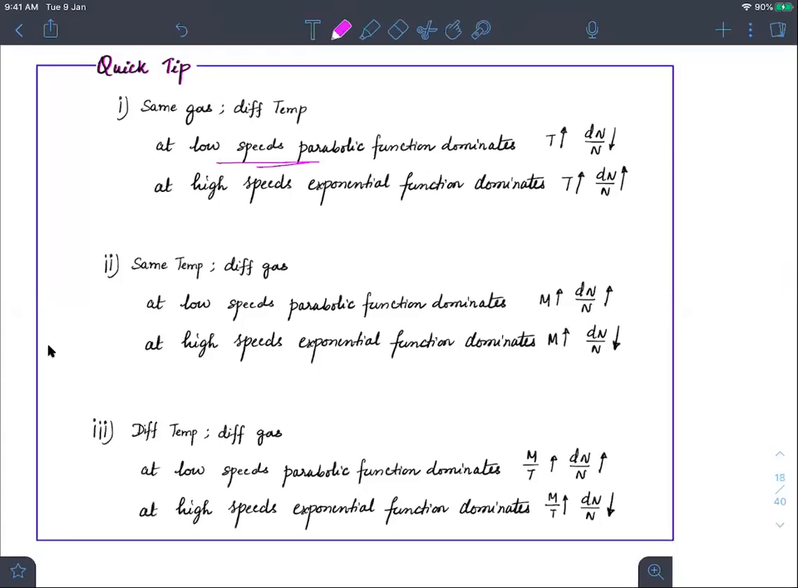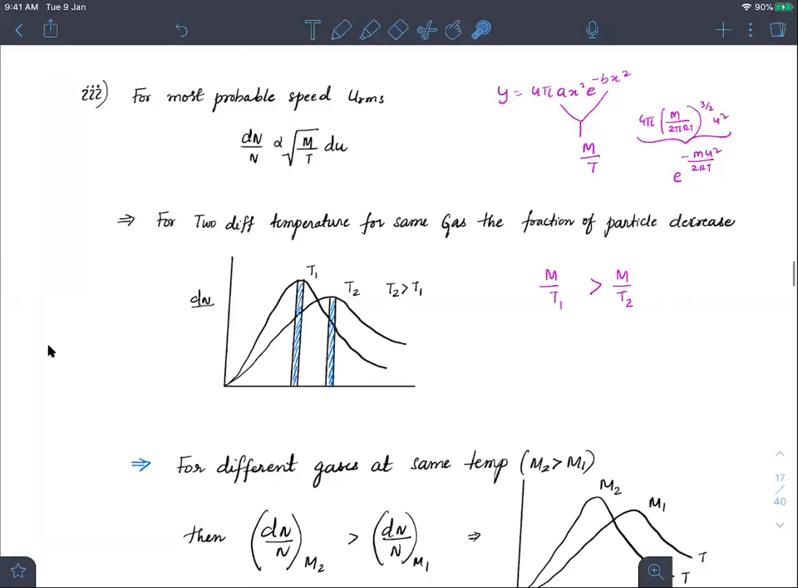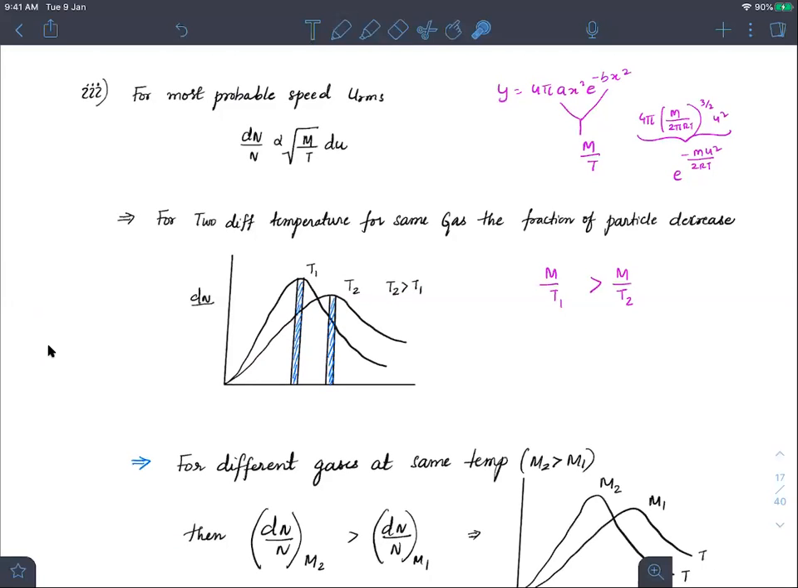See, at low pressures, at low speeds, the parabolic function will dominate. So if temperature is increased, this is for the same gas, molar mass same hai. If only T increases, the number of particles will decrease for the parabolic part. Exponent part, the number of particles will increase. Got it? This is at low, as the temperature increases. You can see that as the temperature is increasing, ये कर्व नीचे की तरफ जा रहा है ना, ऐसे नीचे चला जा रहा है.